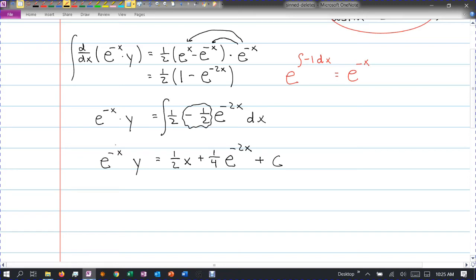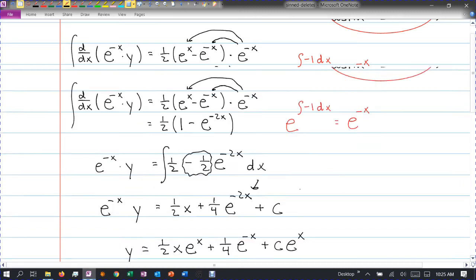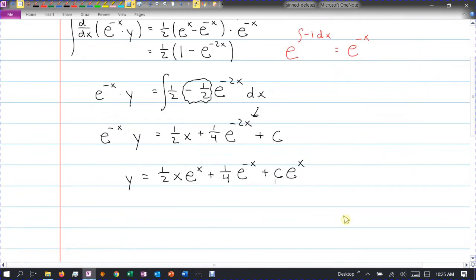So now I'm really going to just multiply both sides by e to the x. That's really what's going to go on here. If I do that, I get 1/2 x e to the x, and then plus 1/4. And when I multiply this thing by e to the x, I just wind up with e to the negative x, and then plus c times e to the x. All right, which one was this one? Number 32? Yeah, we're good.